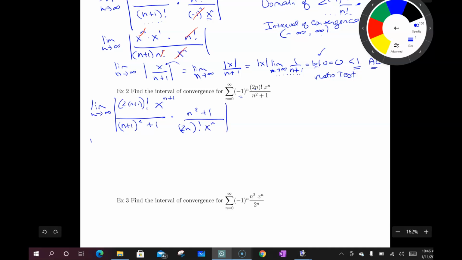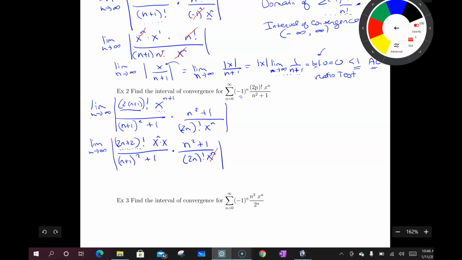Okay. So now let's take the time to simplify so that I can see what cancels. So this turns into 2n plus 2 factorial. This breaks up into x to the n times x to the 1. And then this is times n squared plus 1. This 2n factorial x to the n. And then I'm not going to multiply this out. I'm just going to be thinking about what highest powers would be, right? All right. So I want to take the time to break this down. Whoops, forgot my other absolute value bar.